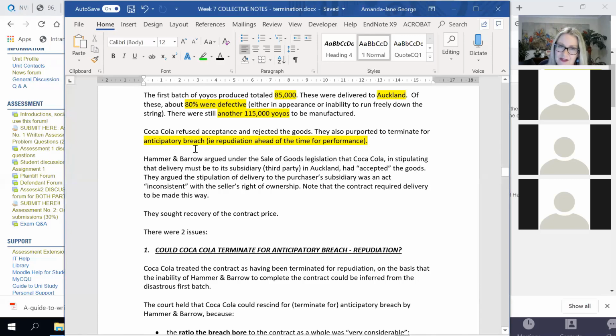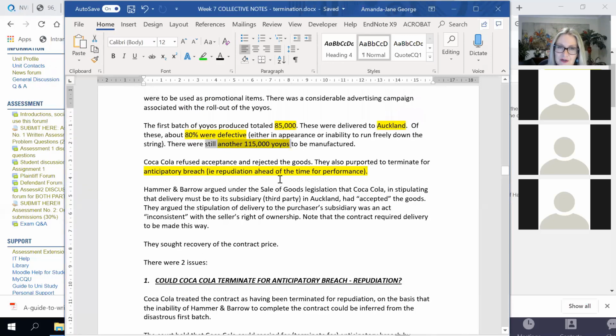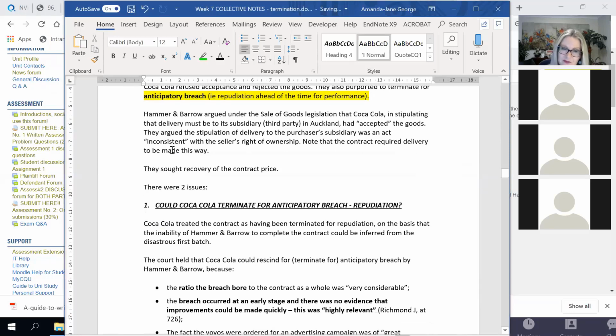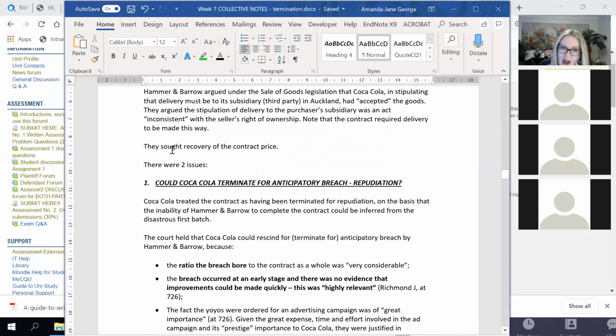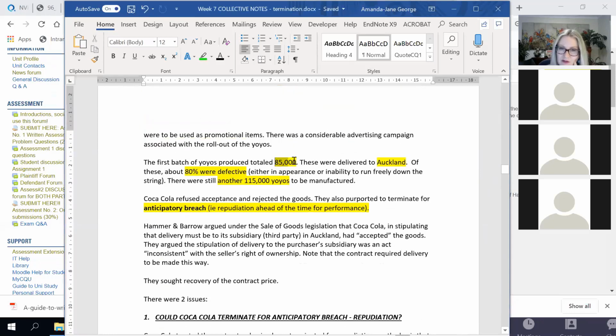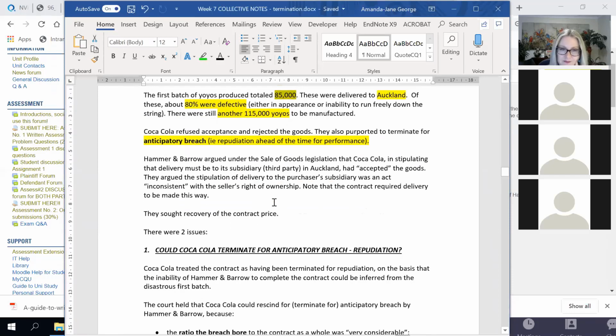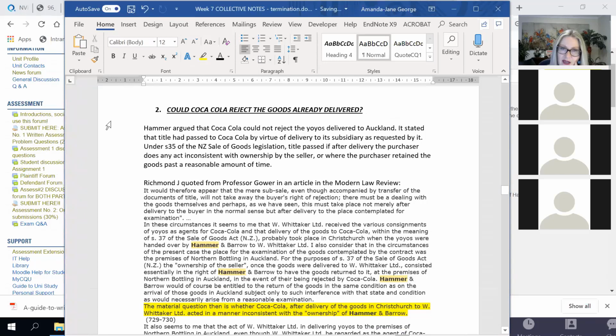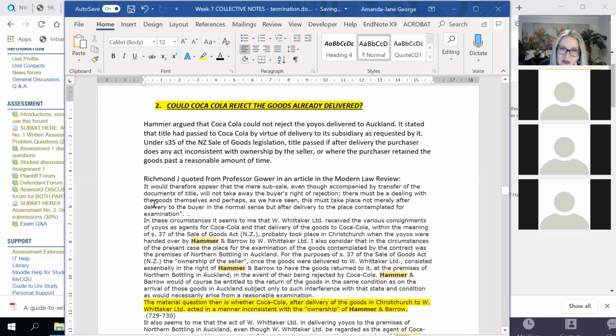80% of the yo-yos were defective. Now, at that point, they still had another 115,000 yo-yos to be manufactured. Okay, Coca-Cola refused acceptance, rejected the goods, and purported to terminate for anticipatory breach, which we just talked about. Hammer and Barrow said, hang on a minute, under various different pieces of legislation, we think that they should pay us for what we've delivered, these 85,000. Two issues. Could Coca-Cola terminate for anticipatory breach? And could they reject the goods that had already been delivered?